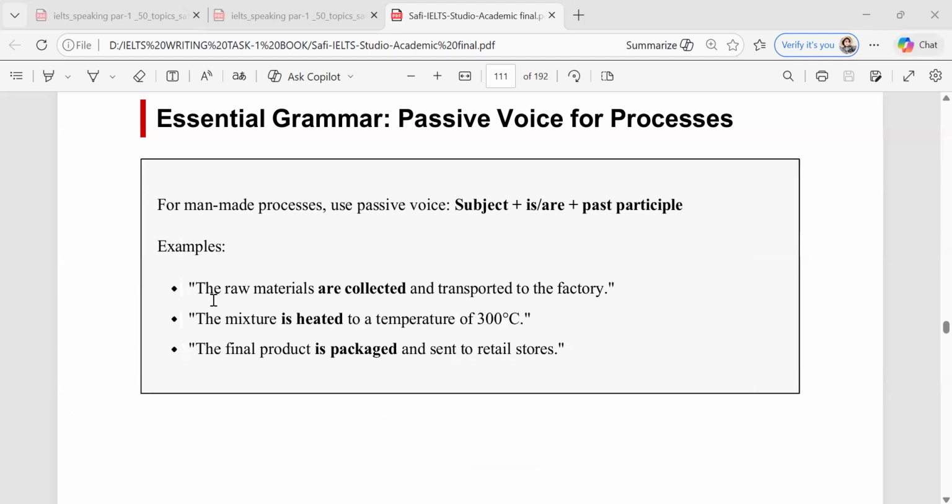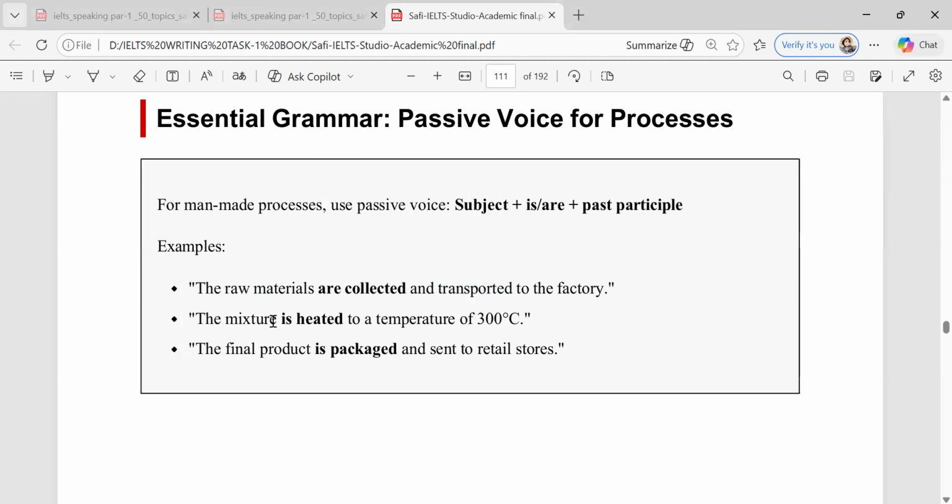If you take some examples, the raw materials are collected and transported. Can you see, we have used two forms of verb, collected and transported. We don't need to say raw materials are collected and are transported. No need of are again. Why? Because it's already understood that for the raw material we have performed two actions. First of all, raw materials are collected and then they are transported to the factory.